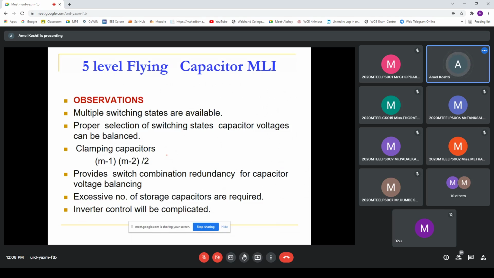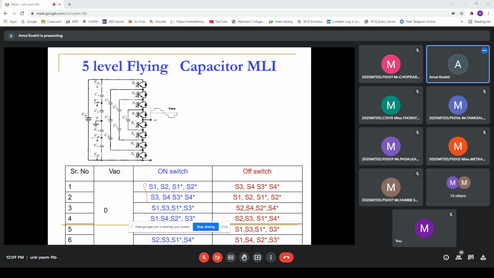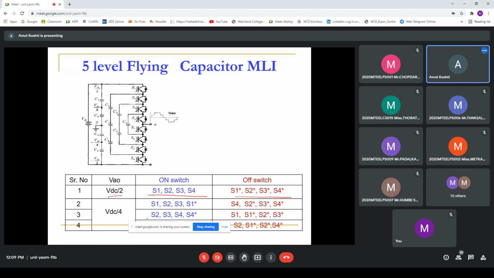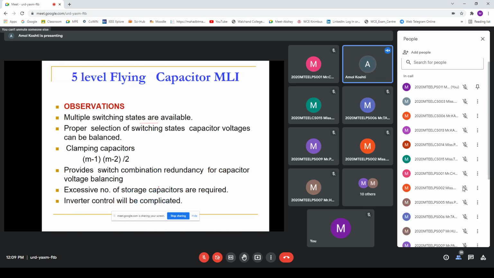Okay, so what can be the observations here? In observation, we have discussed multiple switching states are available. The switching states are displayed here individually, and the different possibilities are covered. To get a minus VDC by 4, we have this combination. To produce 0, we can use this 4 combination. To produce VDC by 4, we can use 2-3 combination. So the switching states are multiple.